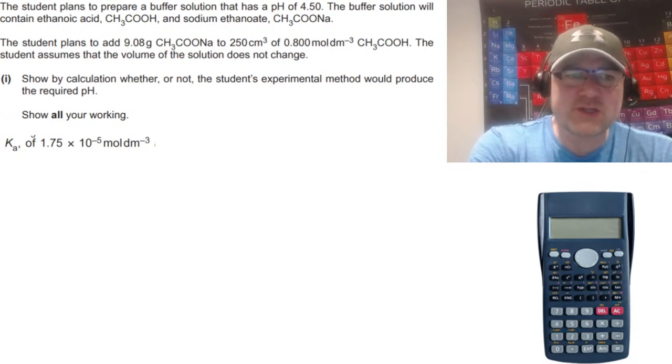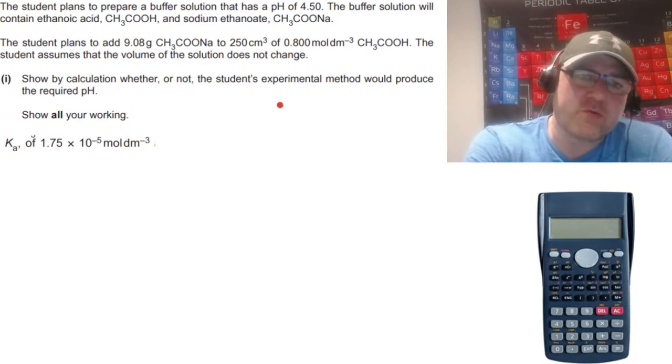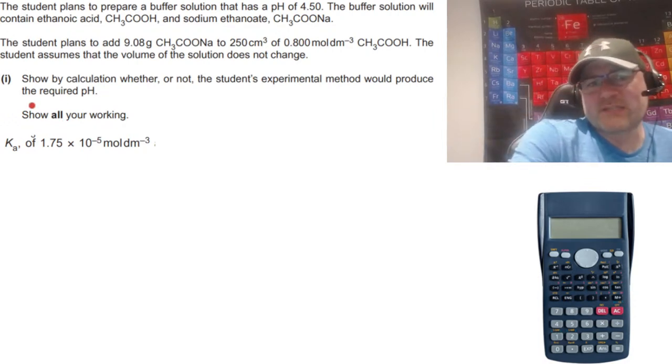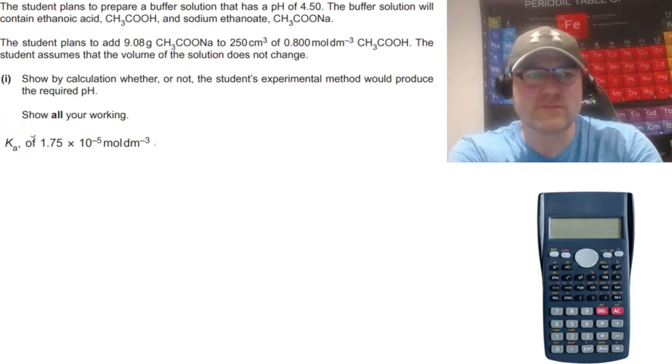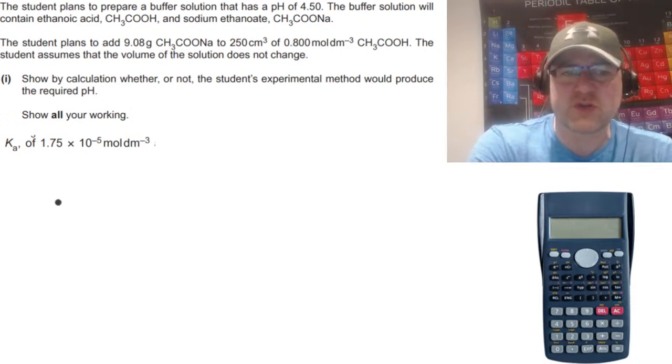We've been given the pH. So what have they actually asked? The calculation, whether or not the student would form the required pH. So essentially, we need to find the hydrogen ion concentration because they want us to do it and see if the pH comes out at 4.5. So this is the student's method. Does the pH come out at 4.5? So essentially, we want the hydrogen ion concentration.